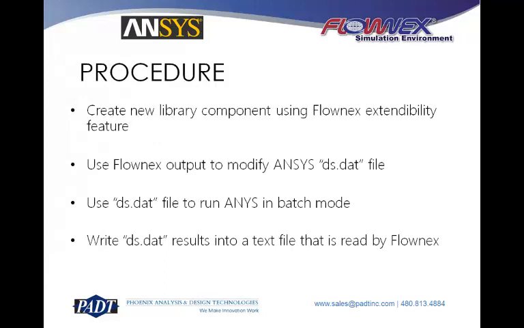The procedure we're going to follow, and I'll get into the coding a little bit more later, is to create a library component using the Flownex extendability feature. We'll then use Flownex output to modify an ANSYS ds.dat file. We'll use this modified ds.dat file to run ANSYS in batch mode, and then write the results into a text file that is read by Flownex.